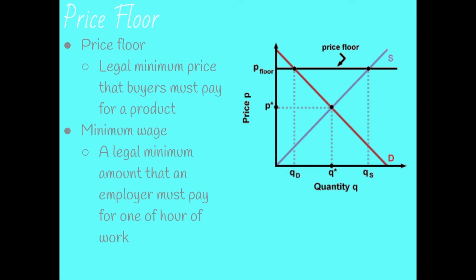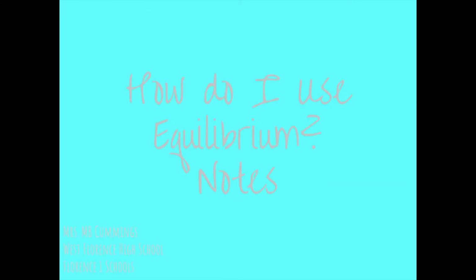So we want that black line for minimum wage, or you all want that black line for minimum wage because that's what you're getting paid, or hopefully more. So then how do we use equilibrium?